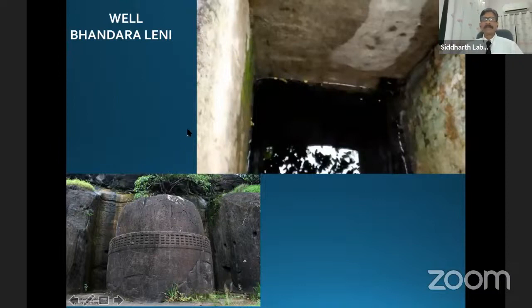Okay, and near that stupa there is a well. That well is giving water throughout the year. This Leni is at a very elevated height. It is on the dongar, on the hill. And in the summer season, there is water starvation in the village, which is on the ground level. And the villagers come here to fetch the water from this well. See the beauty.